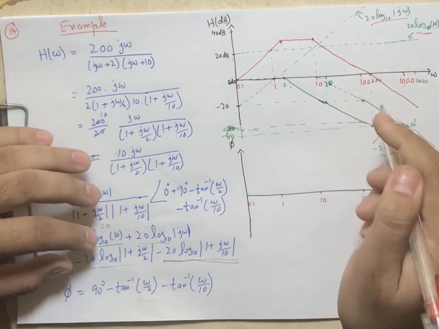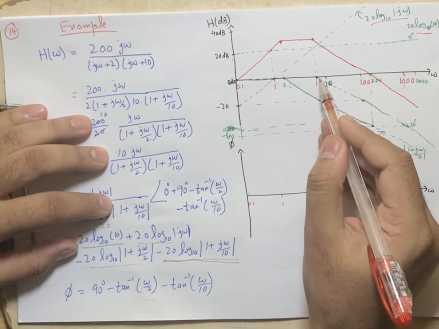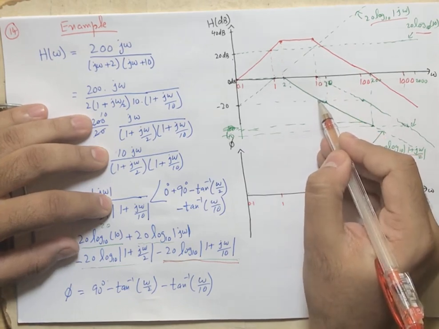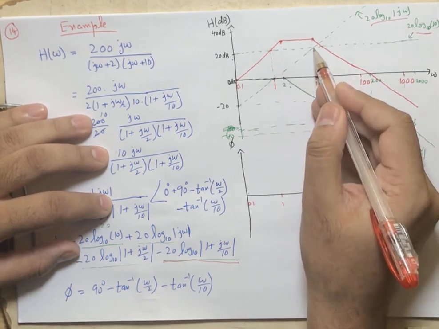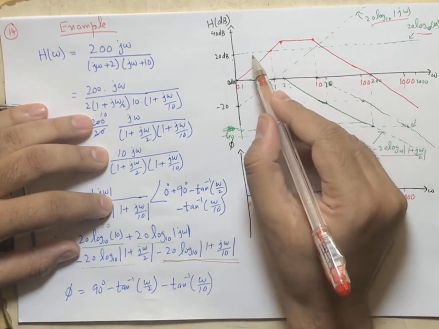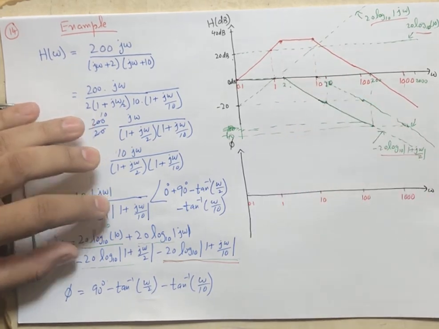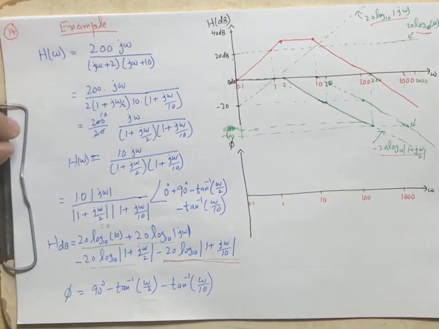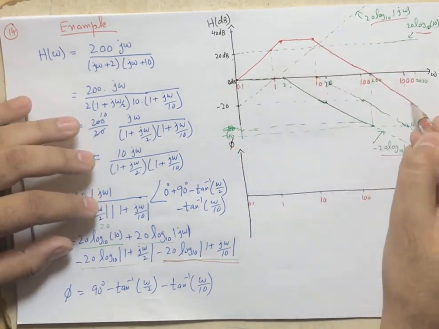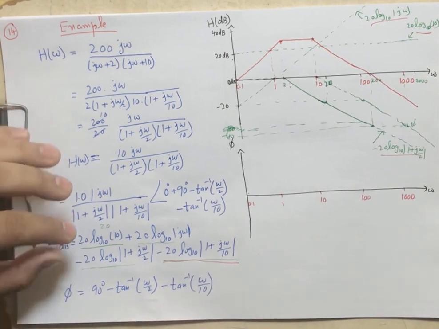So I'm just adding: in this one I'm going to add this one is 0, this one is minus 20, and this one is positive 20. So this one will be 0, and again you will add a positive 20 over here, so it will be a flat line over here as well. So this added line will be basically the addition of all these terms.